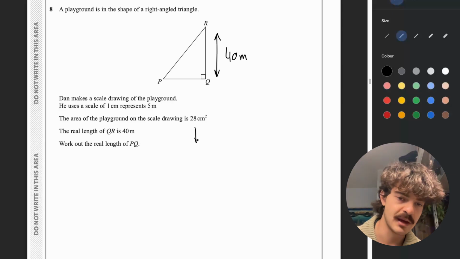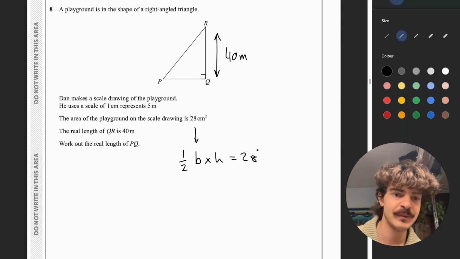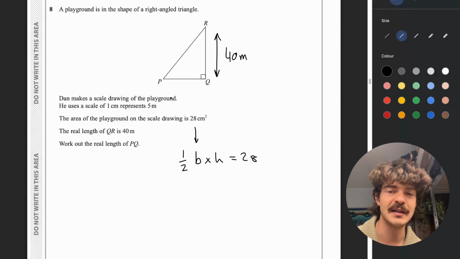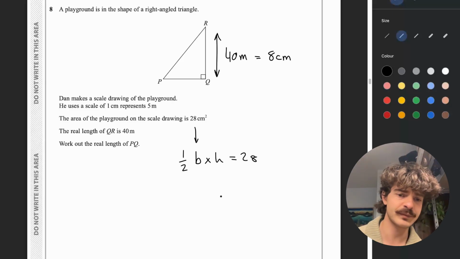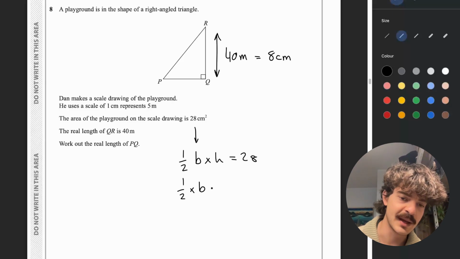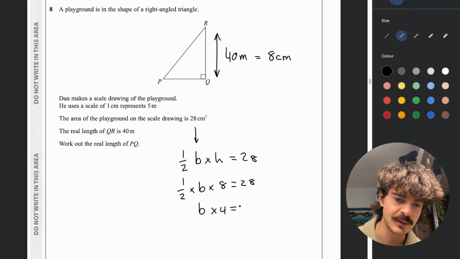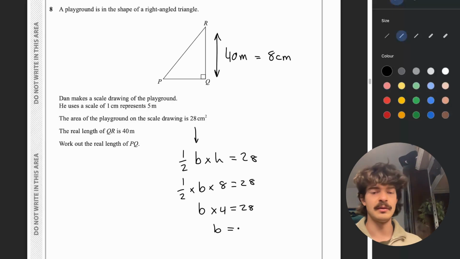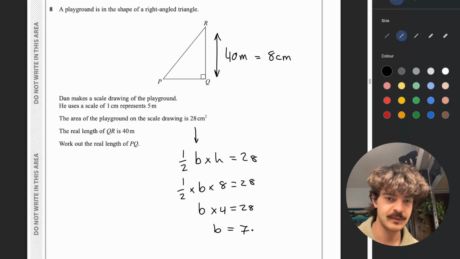So that means that a half times the base times the height is equal to 28. Now, if 1 centimeter represents 5 meters, we can say that this is the same as 8 centimeters, right? 8 times 5 meters would give you 40, yes? So we can say that a half times our base times our 8 is equal to 28. Let's tidy this up and solve for b. b times a half of 8, 4, is equal to 28. So b is equal to 28 divided by 4. Let's just smash that into the calculator. 7. Nice. So there it is. Our base is equal to 7 centimeters.